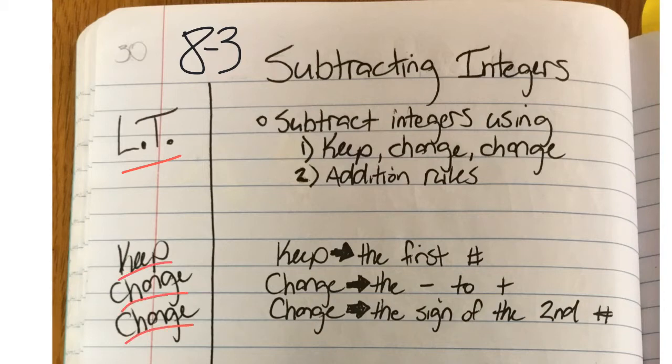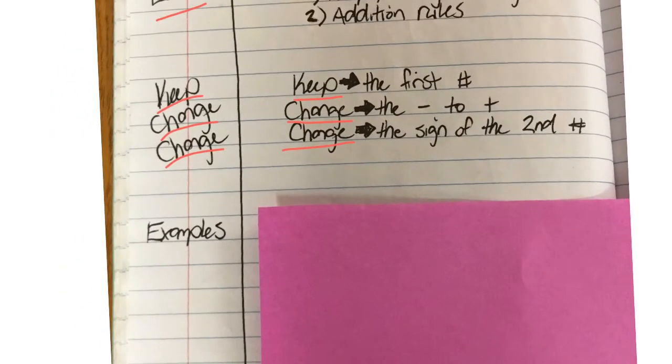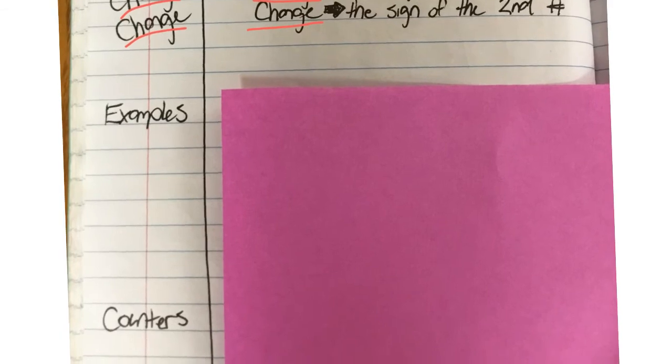It means we are going to keep the first number the same, we are going to change the subtraction to addition, and we change the sign of the second number. So if it was negative, it becomes positive, and if it was positive, it becomes negative. Now, we're going to go ahead and do some examples down below. I've covered them up so I can go ahead and do them along with you.